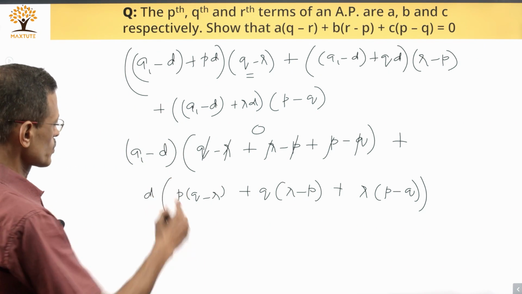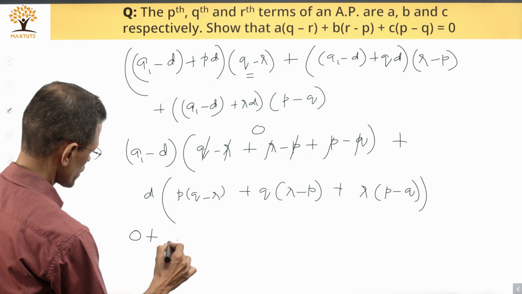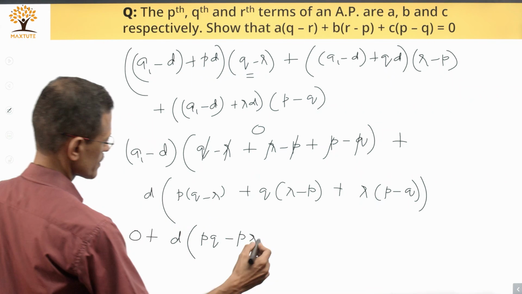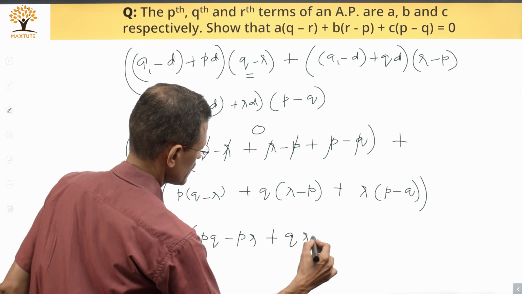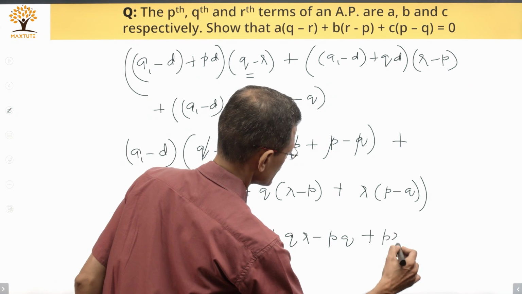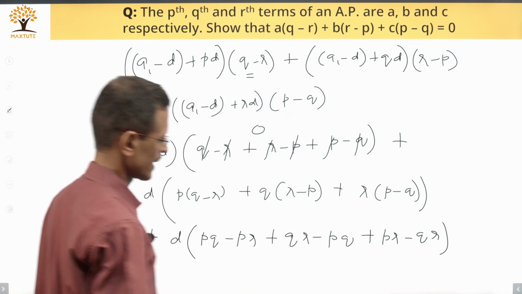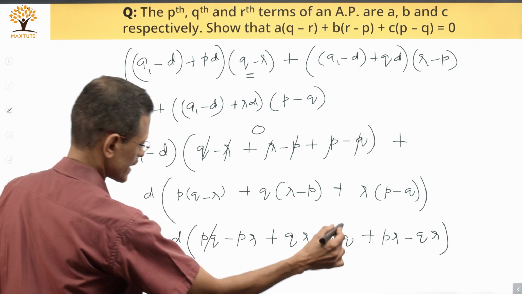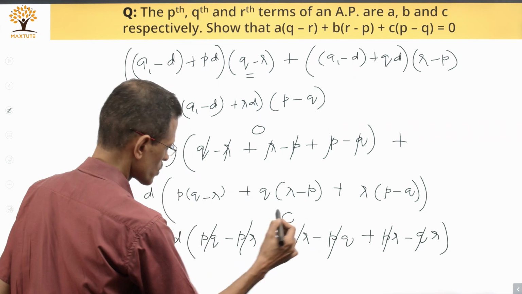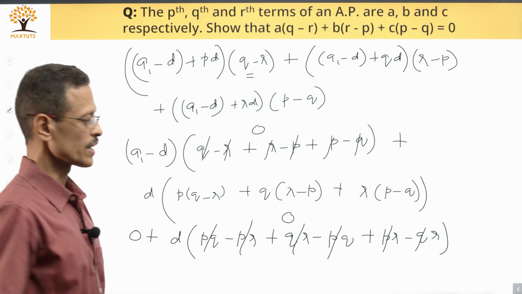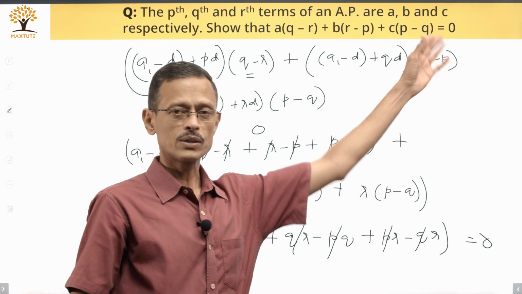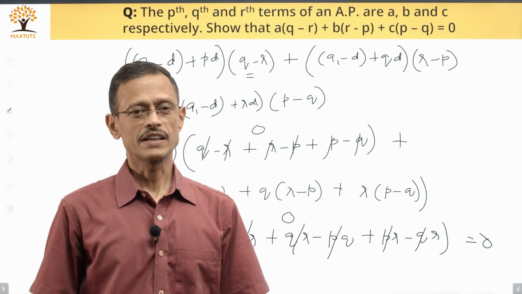Let us check out what we have here. So, the 0 is taken care of, 0 plus d times [pq minus pr, expanding this, plus qr minus qp, which is the same as pq, plus pr minus qr]. pq gets cancelled with minus pq, qr with minus qr, pr with minus pr. So, this also is 0. So, 0 plus d times 0 is equal to 0. So, what we set about proving, that LHS is equal to RHS, hence proved, whatever we have to prove, right?